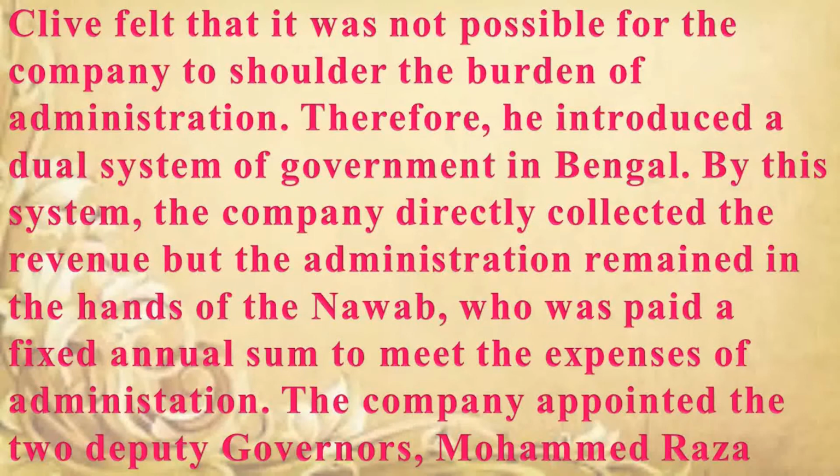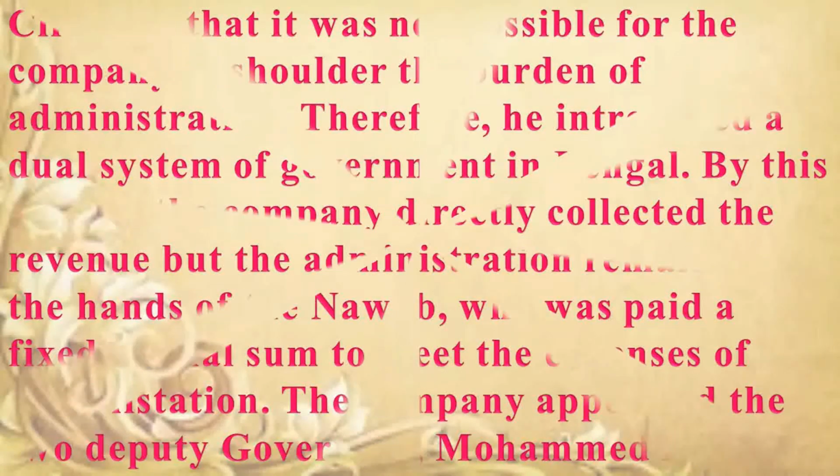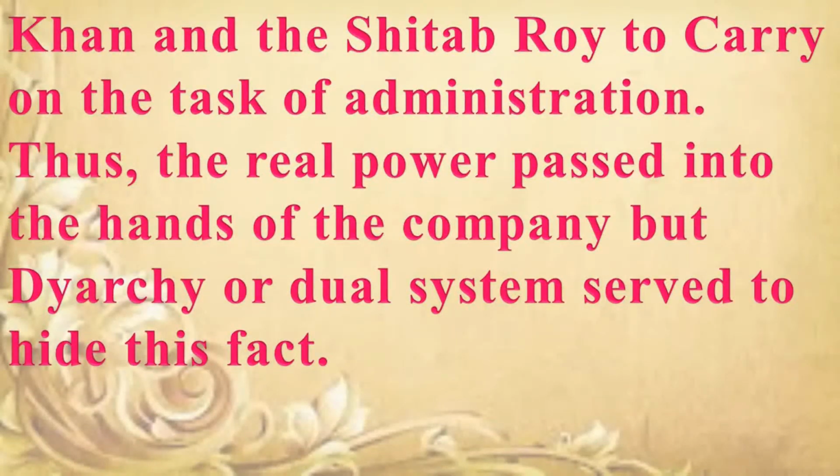By this system, the company directly collected the revenue, but the administration remained in the hands of the Nawab, who was paid a fixed annual sum to meet the expenses of administration. The company appointed two deputy governors, Muhammad Raza Khan and Shitab Roy, to carry on the task of administration. Thus, the real power passed into the hands of the company, but the Dyarchy or dual system served to hide this fact.